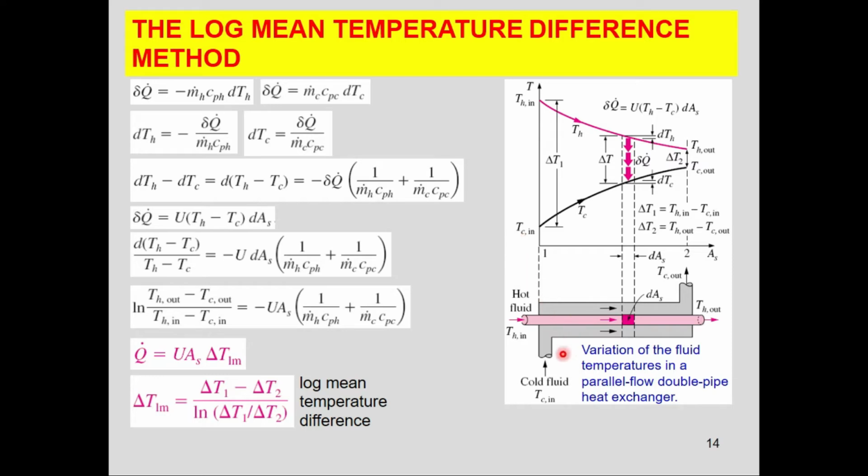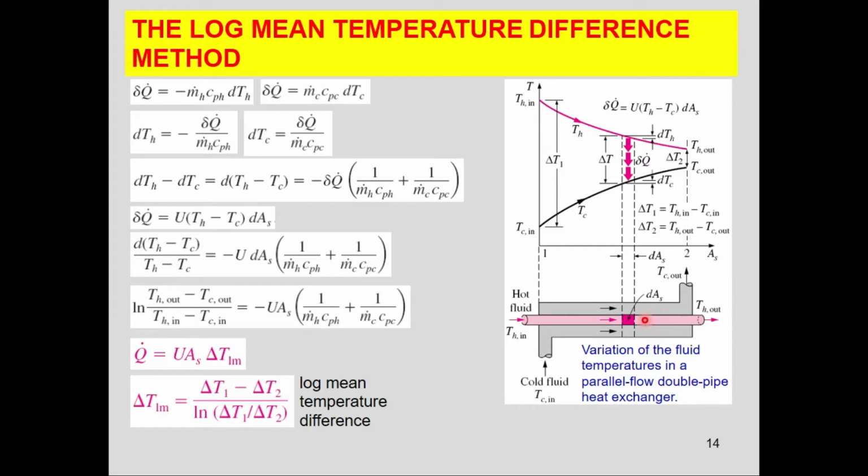First of all, this is the double pipe heat exchanger with the parallel flow, right? The cold fluid is entering over here and leaving over here, and the hot fluid is entering at this point and leaving at this point. So both of the fluids are moving in the same direction. This is known as the parallel flow double pipe heat exchanger.